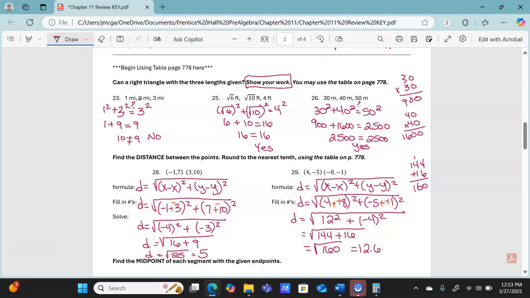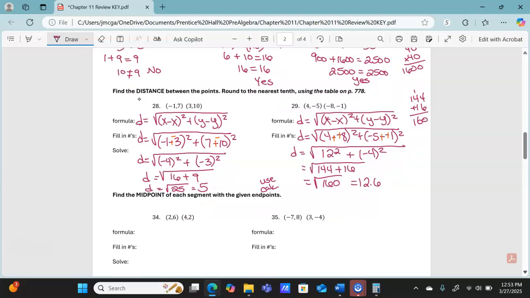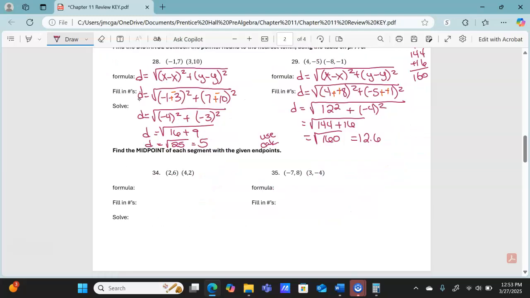I'll put a note on there to use your calculator to find the square root once you get down there, because you won't be able to use the table to do it. On this one, we're finding the midpoint, and to find the midpoint, we add the x's and divide by 2, and we add the y's and divide by 2.